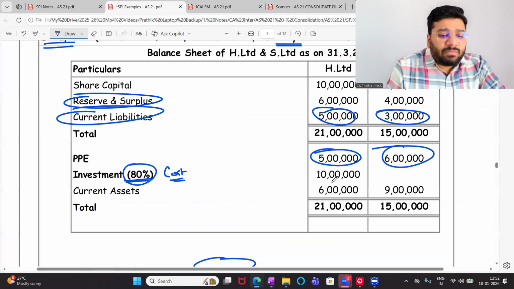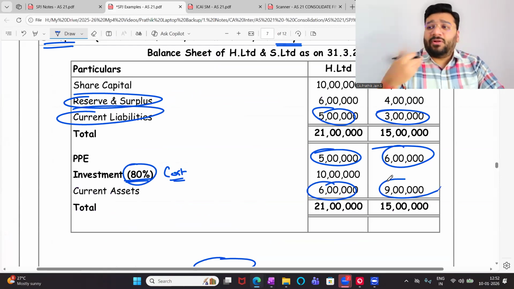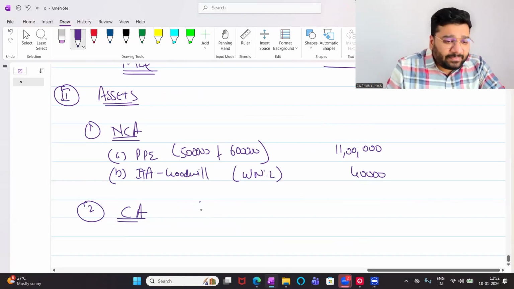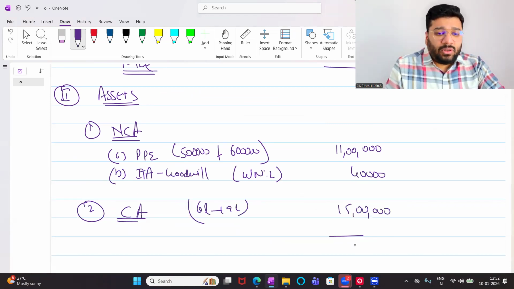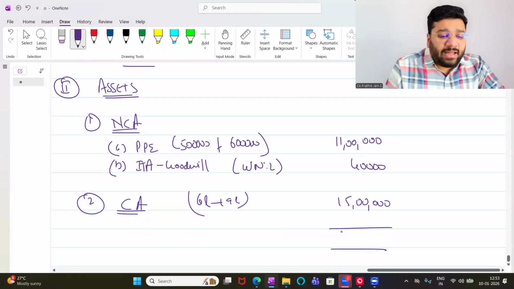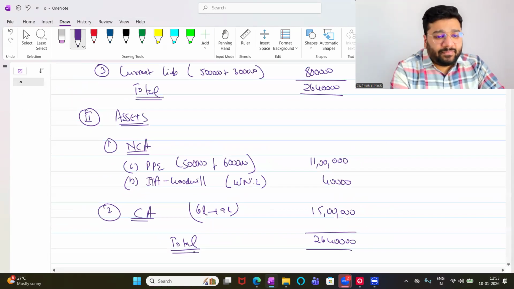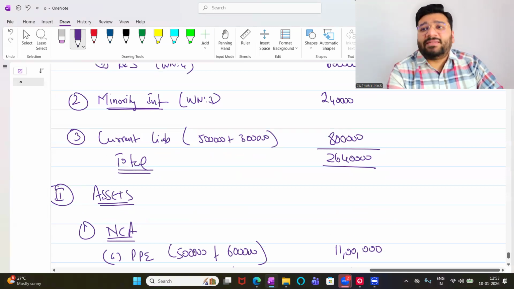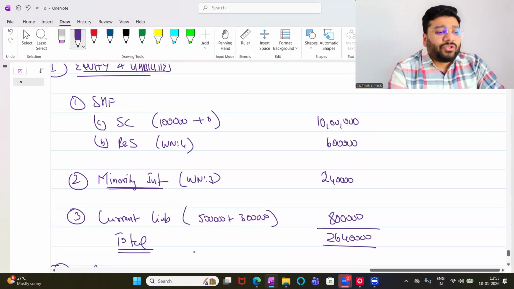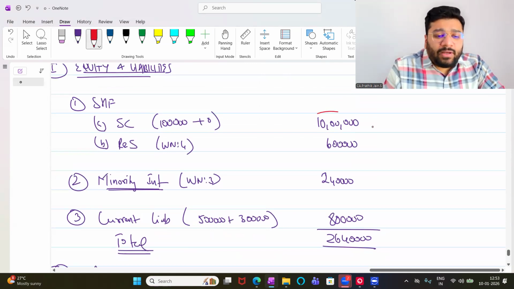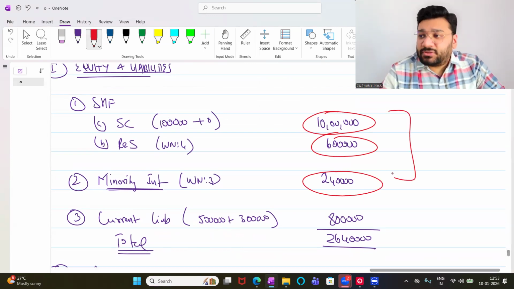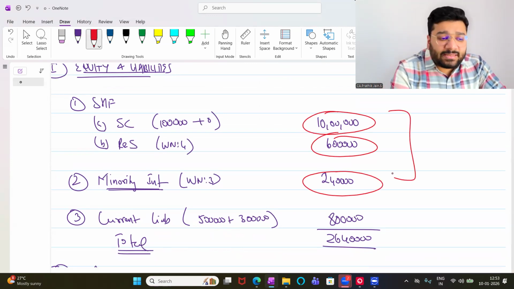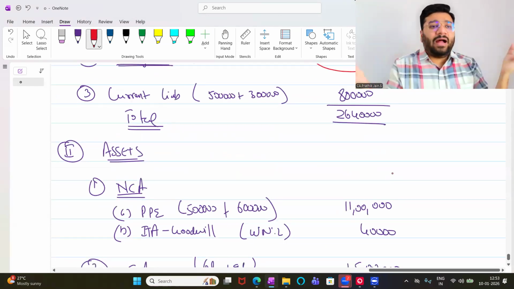Second one, current asset. My current asset is my current asset. Their current asset also is my current asset. 6 lakh plus 9 lakh, 15 lakhs. Total 26 lakh 40,000. This is consolidation, people. Balance sheet tallied. Very easy, until the masala comes in. So this entire game is about how to calculate these three, which are subject to working notes and conceptual understanding, whereas all the other items are just adding the items together. That's all.